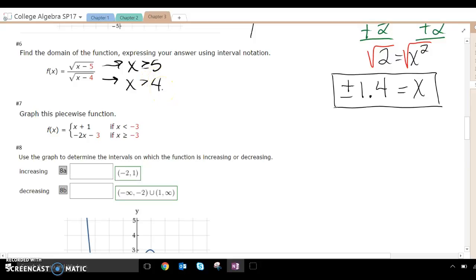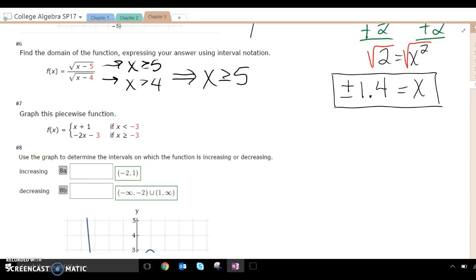So the question is, how do you write the domain? When we're talking about domain, it has to apply to both of these. So we need the intersection of these, or what they have in common. And that's going to be everything greater than or equal to 5. If it's greater than or equal to 5, it automatically is greater than 4. So our domain is going to be anything greater than or equal to 5.